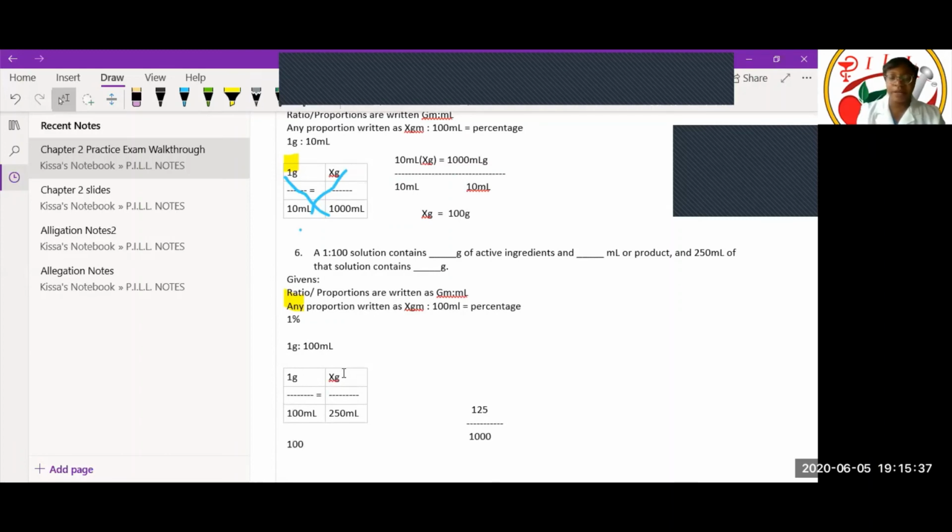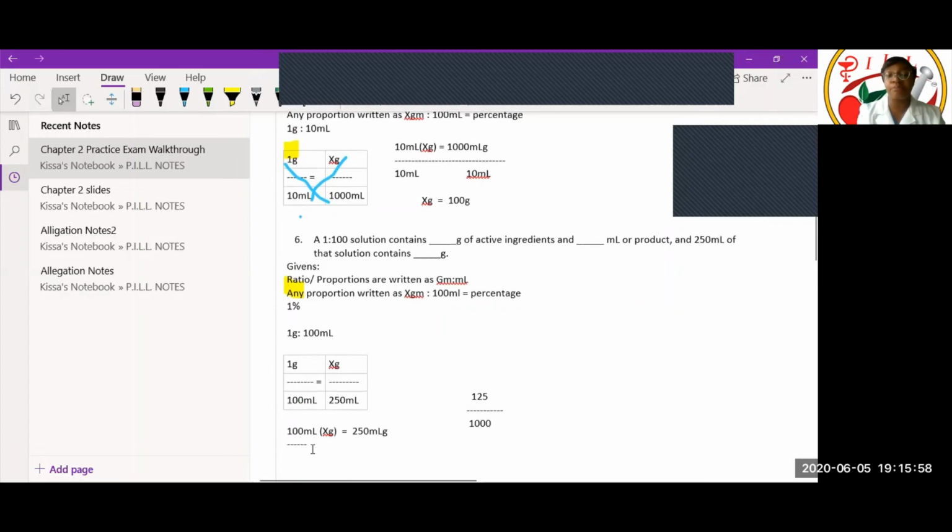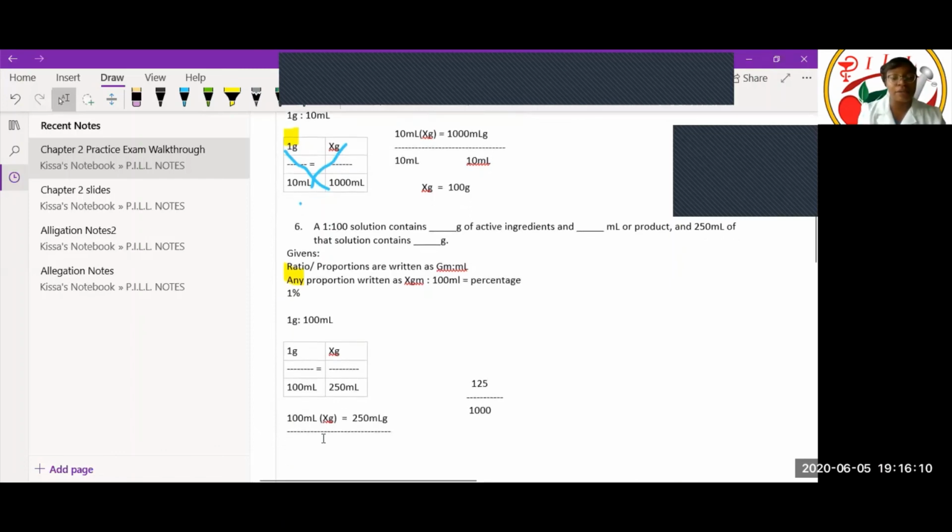When we cross multiply 100 times x grams, that will yield 100 milliliters x grams. Set that equal to our second value of 1 gram times 250, which will yield 250 milliliters per gram. Next, we need to divide both sides by the value that is on our unknown value side of the equation. So we need to divide both sides by 100 milliliters.